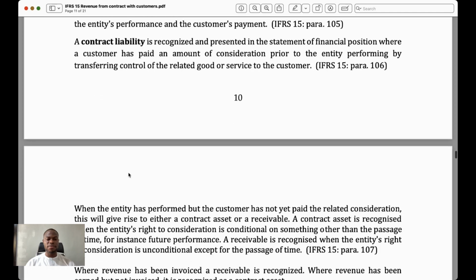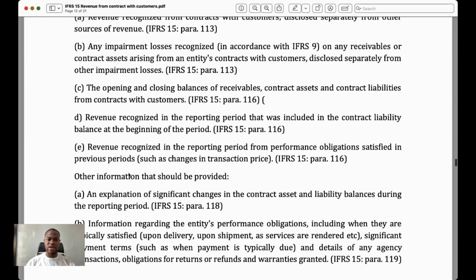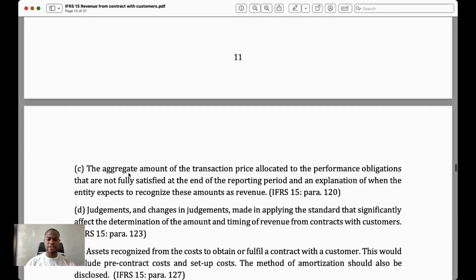Okay, so finally, I need you to look up the disclosure requirements that are here. They are also very important.